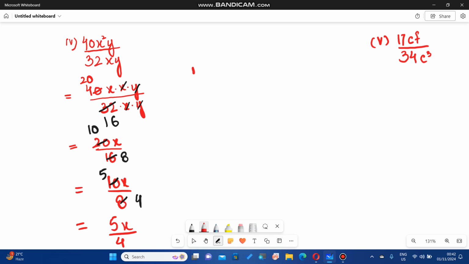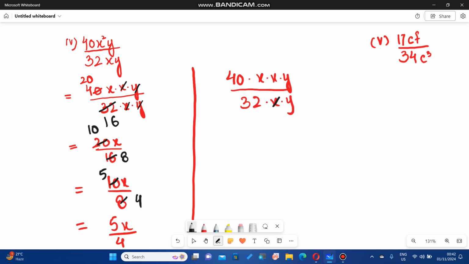This is one way of doing it, or you can have 40 times x times y divided by 32 times x times y. You can simply cancel x with x and y with y. 8 times 5 equals 40 and 8 times 4 equals 32. But somehow in the exam you cannot think of the exact number. You can just increase the steps, or you can directly cancel out. If you do not have a specific number in mind, you can take the longer method. The answer is going to be the same in both of them.